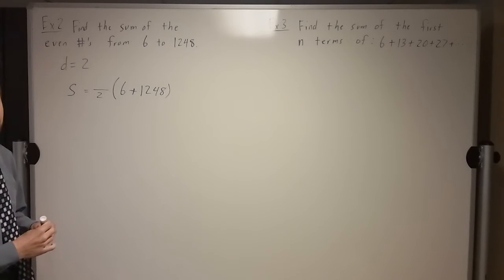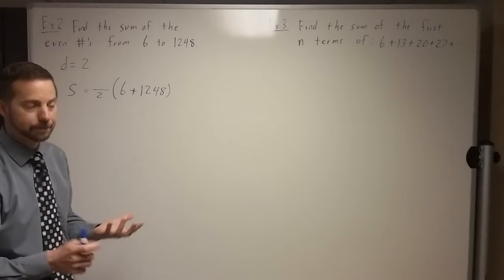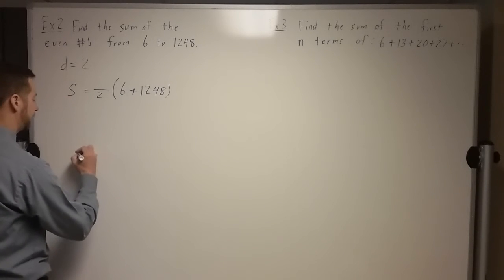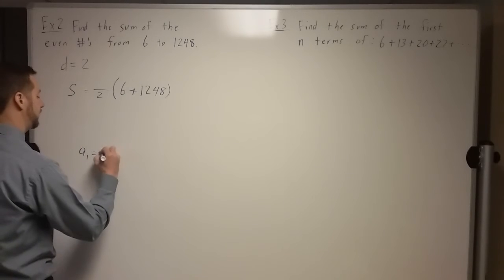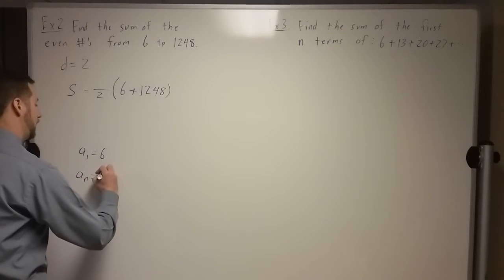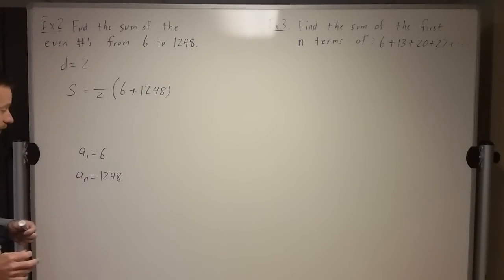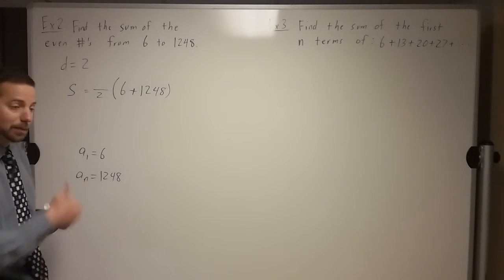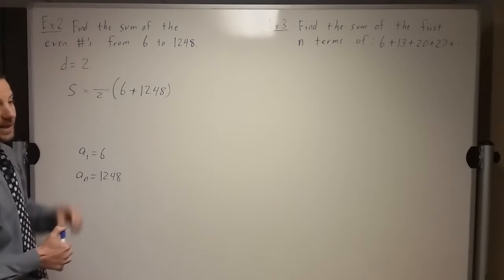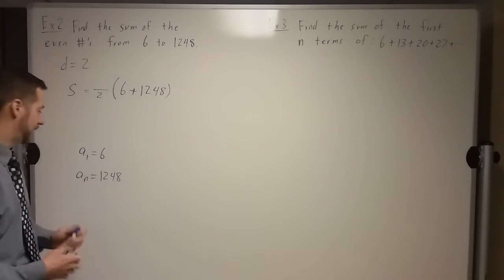And so what I really need to know is, what term of this sequence is 1,248? Let's do a little thinking to figure that out. So what we do know, our first term is 6. Our nth term is 1,248. Now here's what I'm going to do. I'm going to figure out how many numbers are between these two. Now remember, this is an arithmetic sequence. It's going up by the same amount each time, and we even know it's going up by 2 each time.